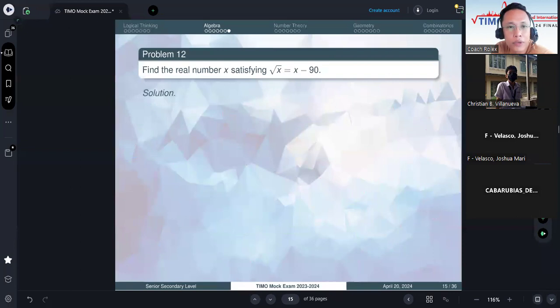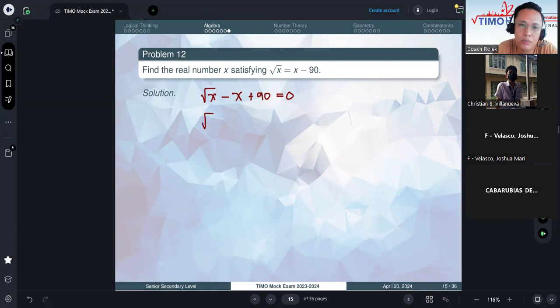Okay. Problem number 12. Find the real number X satisfying this one. This is actually quadratic in square root of X. So you will have square root of X minus X plus 90 is equal to 0. So you need two consecutive numbers, product 90, difference is negative 1. So from here, you can express this as square root of X quantity squared.